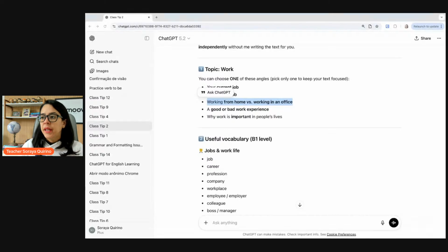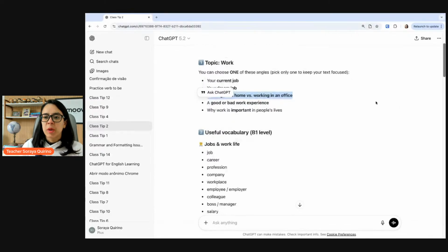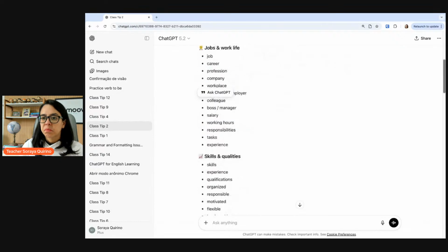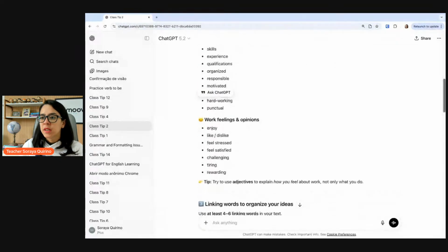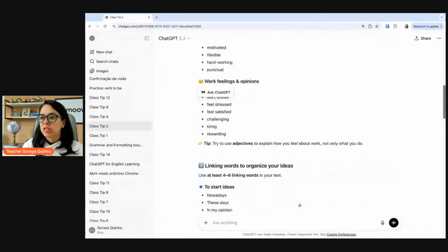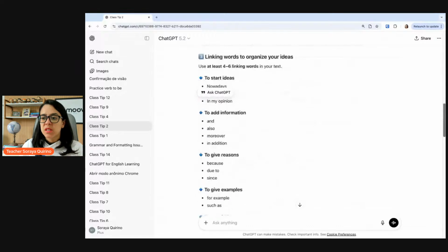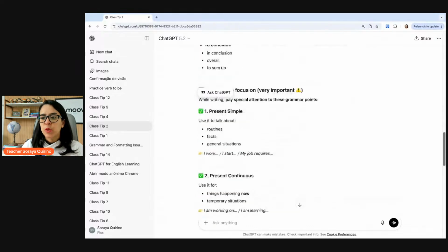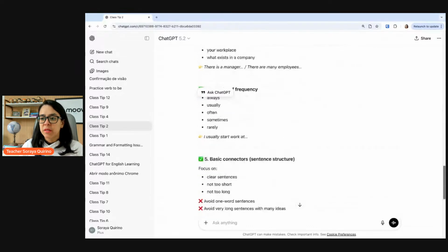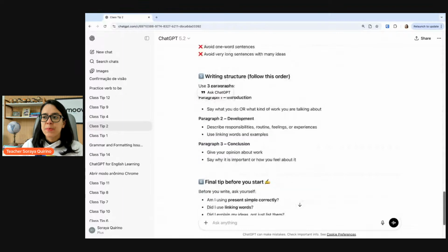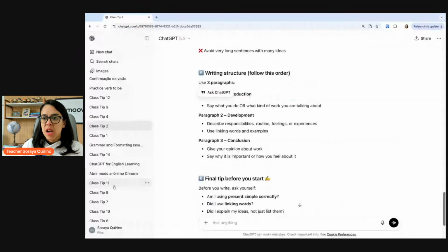Okay. And Fernanda, I'm going to answer your question. Okay. And you have the vocabulary here. You have some verbs, linking words also, and the grammar focus, what you need to focus on. And ChatGPT even provided a writing structure.